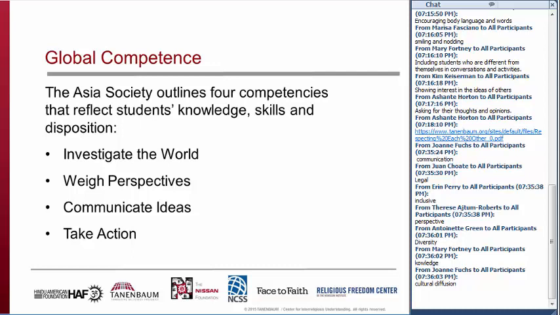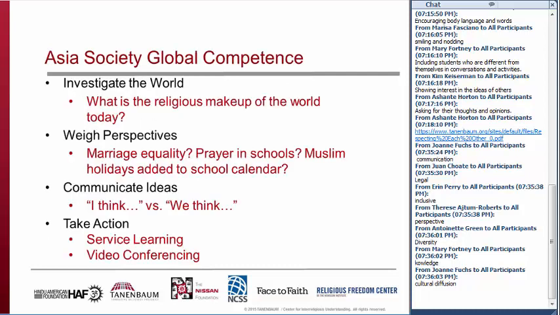That students would be able to investigate the world, that they can weigh perspectives, that they can communicate ideas, and that they can take action based on what they've investigated, on where they've come out in terms of weighing perspectives, and be able to communicate those ideas. So we're offering some suggestions here for ways in which to use these competencies or to think about these competencies perhaps in the work that you're already doing with students.